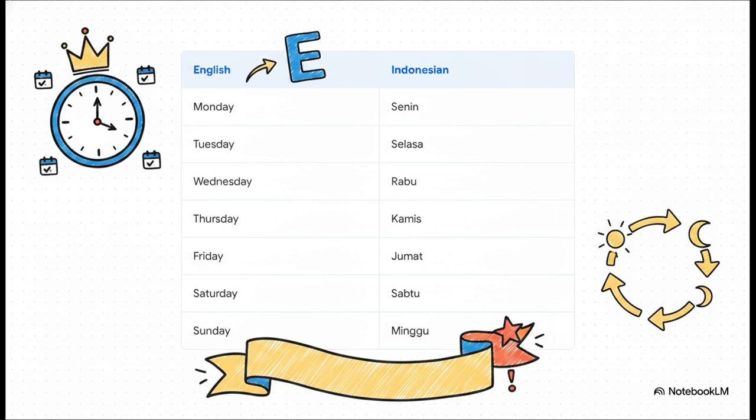But here is the golden rule you absolutely need to remember. In English, days of the week are proper nouns. That means they always, and I mean always, start with a capital letter. Whether you're typing "today is Monday" or "yesterday was Sunday," you've got to capitalize that very first letter. No exceptions.